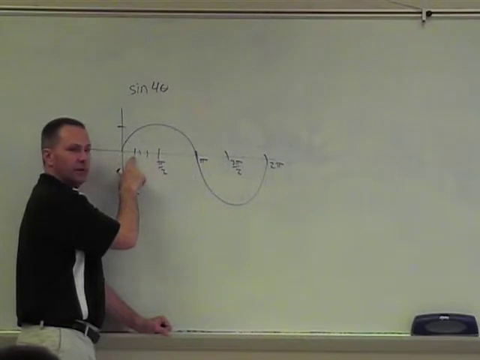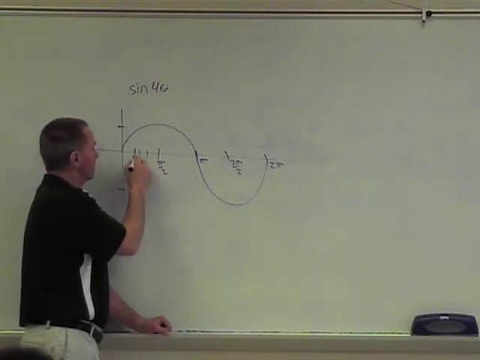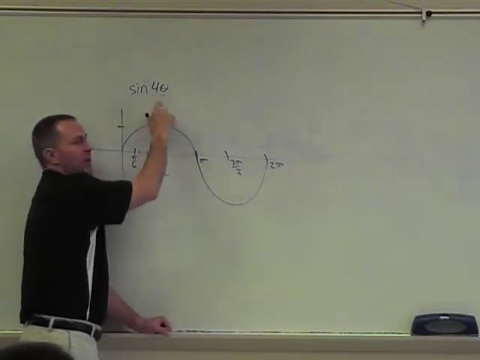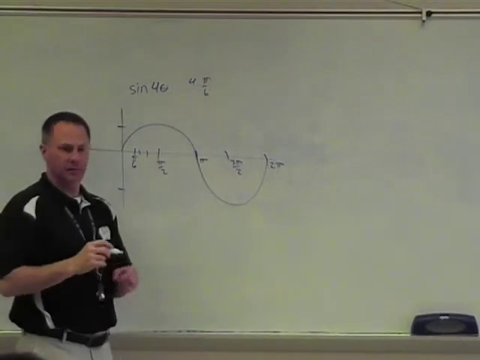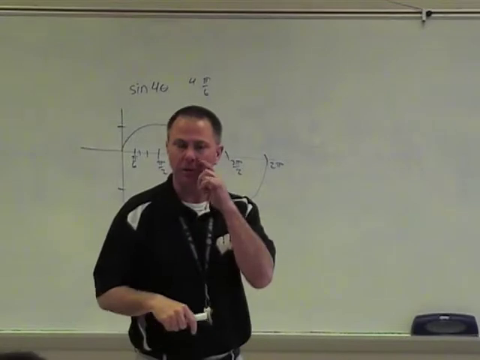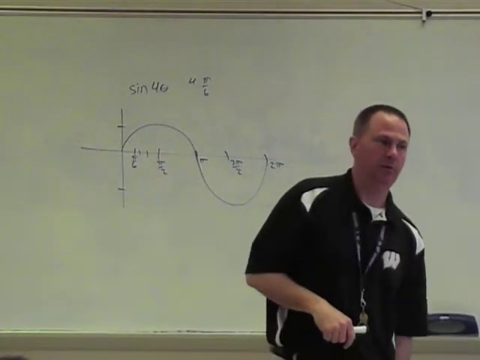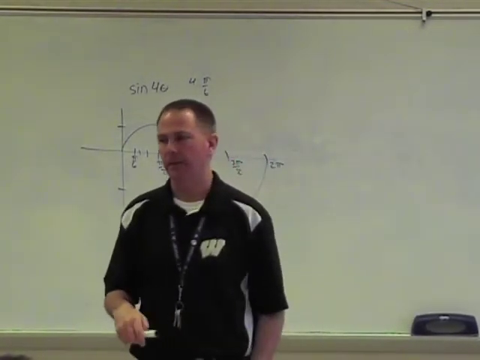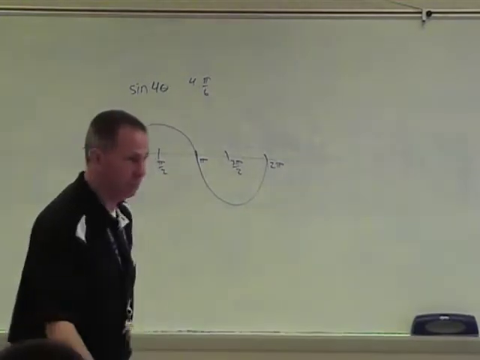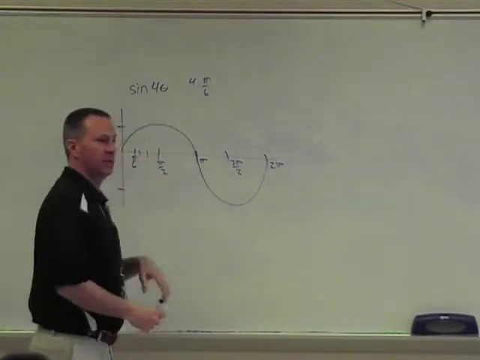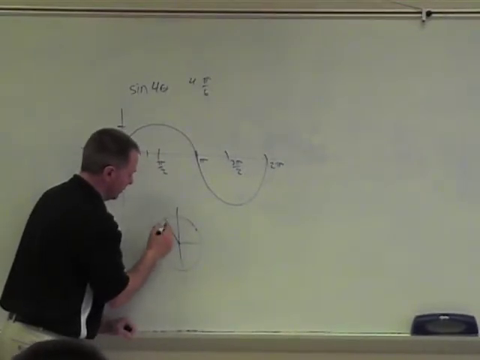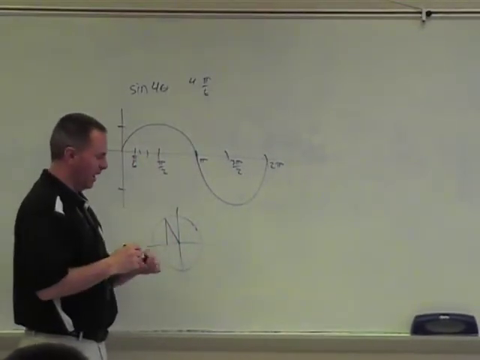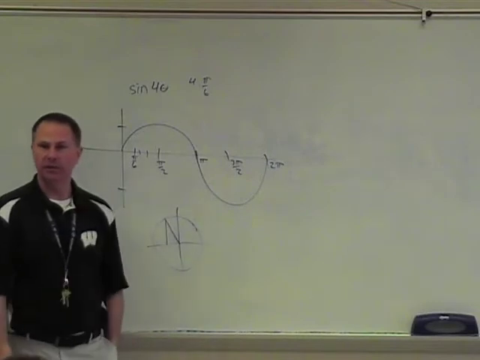At pi over 6, what is 4 times pi over 6? What does that reduce to? 4 times pi over 6 is 2 pi over 3. Now, what is the sine function at 2 pi over 3? Where are we? 2 pi over 3 is right there. What is the y value at 2 pi over 3?